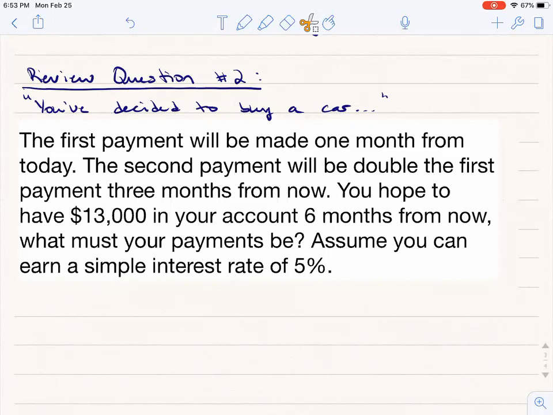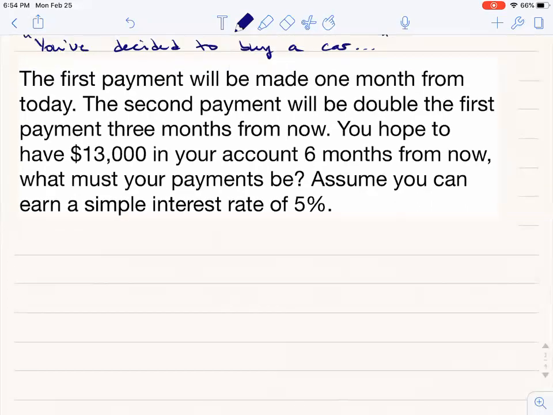So you're going to make a payment a month from now, and then 3 months from now, and those payments are going to grow to $13,000 6 months from today. What must your payments be? Assume you can earn a simple interest rate of 5%. 5% again, boring, but whatever.